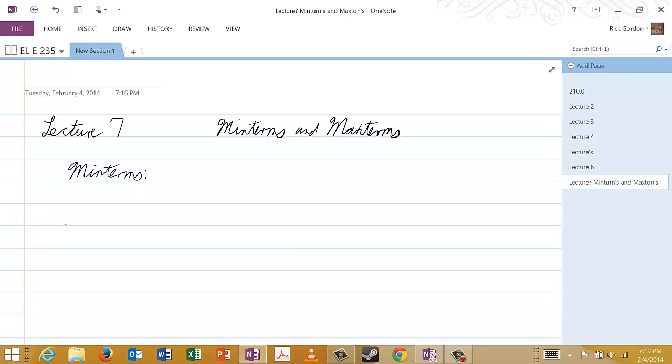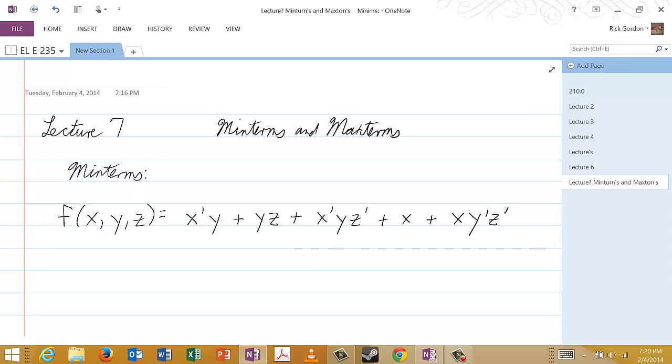Suppose that we have a function of the Boolean variables x, y, and z. And suppose that this function is defined in the following way. Let's say maybe we have x prime y, or yz, or x prime y z prime, or maybe we might have x, or x y prime z prime as an example. Now you might look at this and perhaps there would be some ways to simplify this, but that doesn't matter.